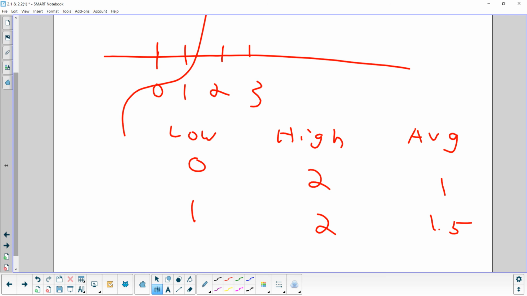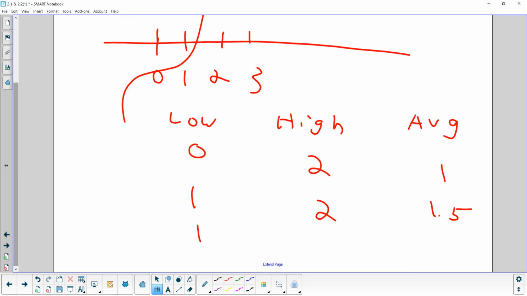1.5. Then we say, okay, is that higher or is it lower? Whichever one it is, it's going to replace the previous low or high value. In this case, 1.5 is higher. So my low value stays at 1. My high value is 1.5. And now I would average them again. 1.25? And then we keep doing this.